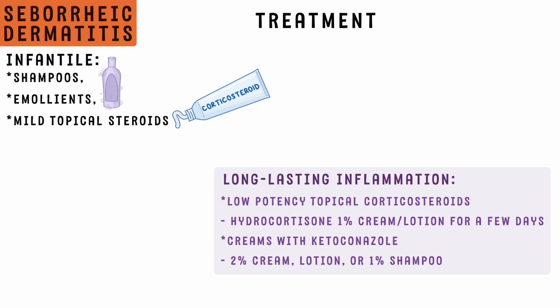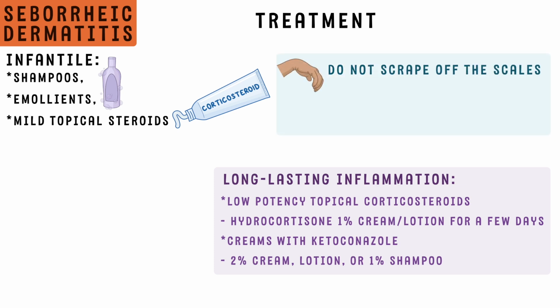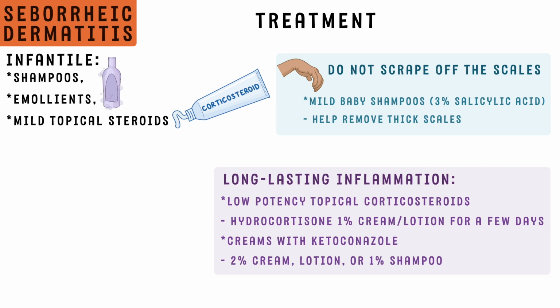Then use creams with ketoconazole 2% cream, lotion, or 1% shampoo. Do not scrape off the scales aggressively to avoid more inflammation. However, mild baby shampoos, sometimes with 3% salicylic acid, can help remove thick scales on the scalp. If there is secondary inflammation with Candida or Staphylococcus, it should be treated properly. Changes in diet or adding vitamins do not help babies with seborrheic dermatitis.